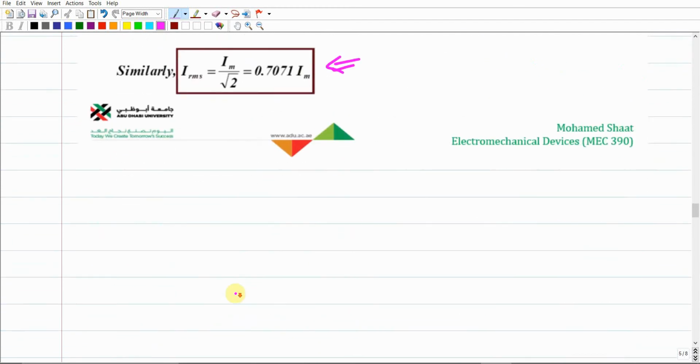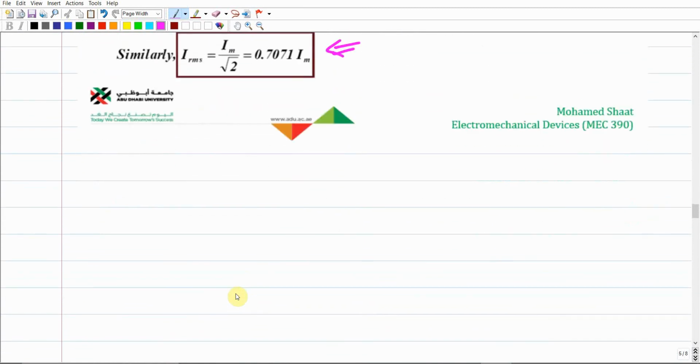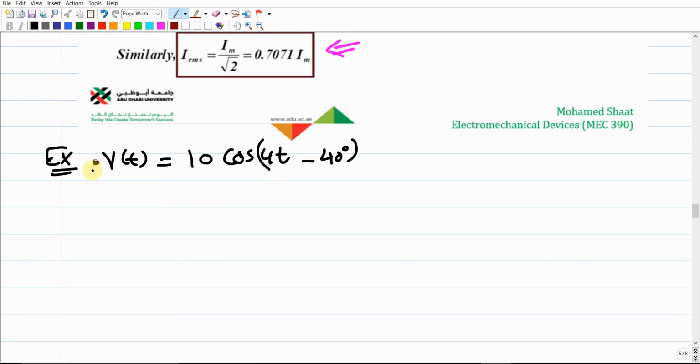Make sense? So using these definitions, we can simply do the calculation for the electric power. Let us consider this very quick example. How about if v(t) is already given by 10 cosine(4t - 40 degrees) volts. It is required to find the electric power, how much it is as a function of time, and the average power, how much it is.